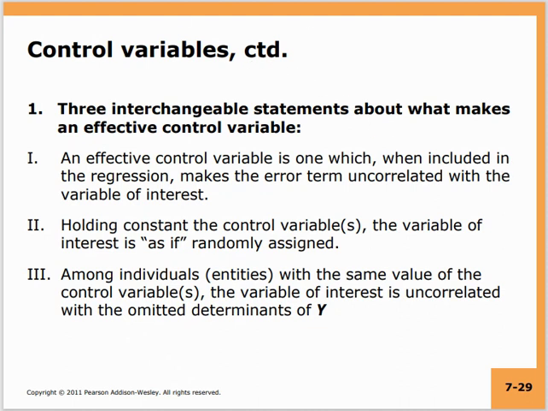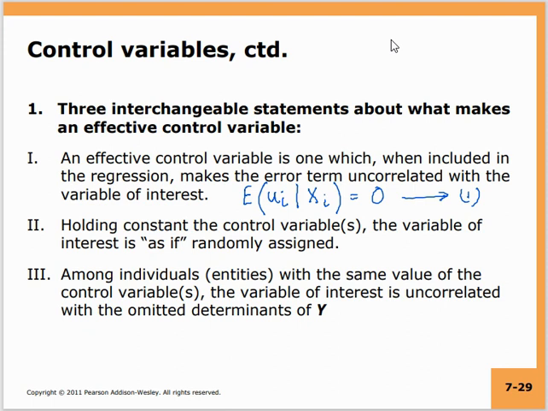So control variables: what makes an effective control variable? An effective control variable is one which, when included in the regression, makes the error term uncorrelated with the variable of interest. What this basically means is, when you include that control variable, the expected value of ui given xi becomes 0. So if you remember, this is the first assumption of underlying multiple regression.